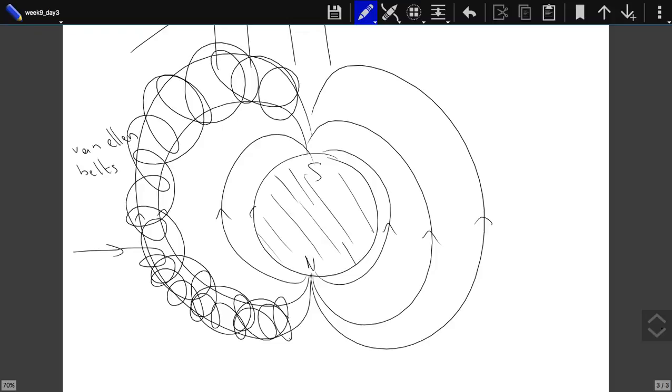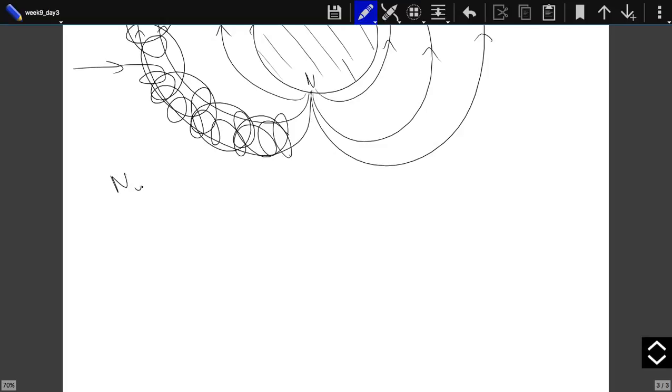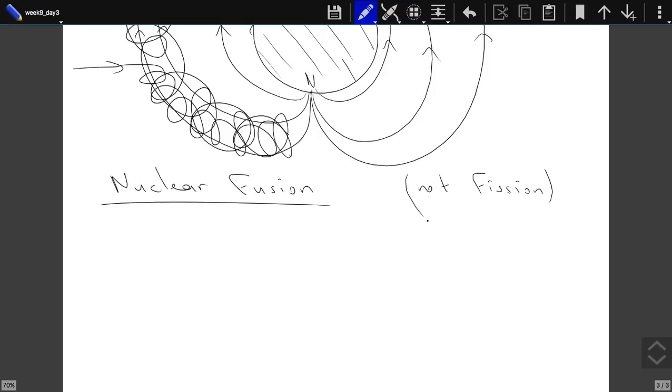Now, this is a nice phenomenon. You can trap charged objects. We are also trying to use exactly the same phenomenon in nuclear fusion research. Well, fusion, I think it's a single S. Fission is what we are using in nuclear reactors and nuclear bombs. You just break up the nuclei. Fusion, you try to combine the nuclei. That's basically what's happening in the sun.